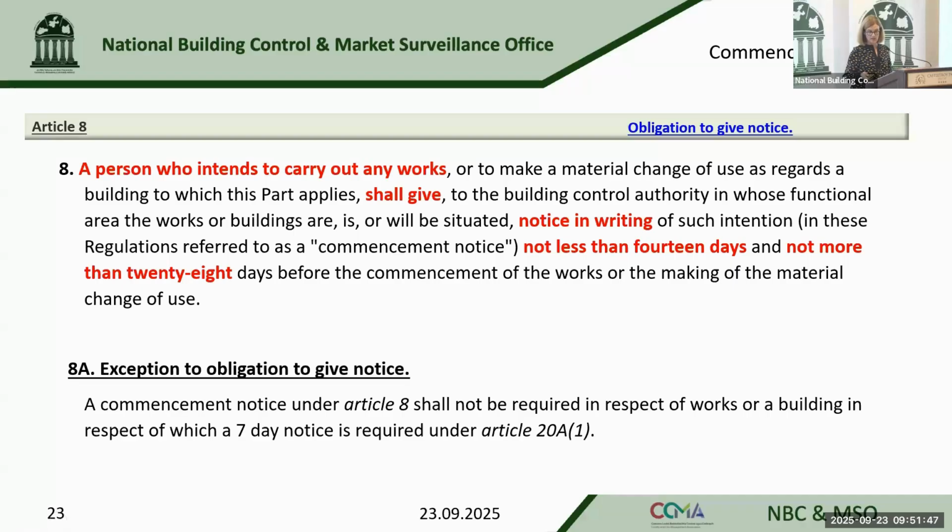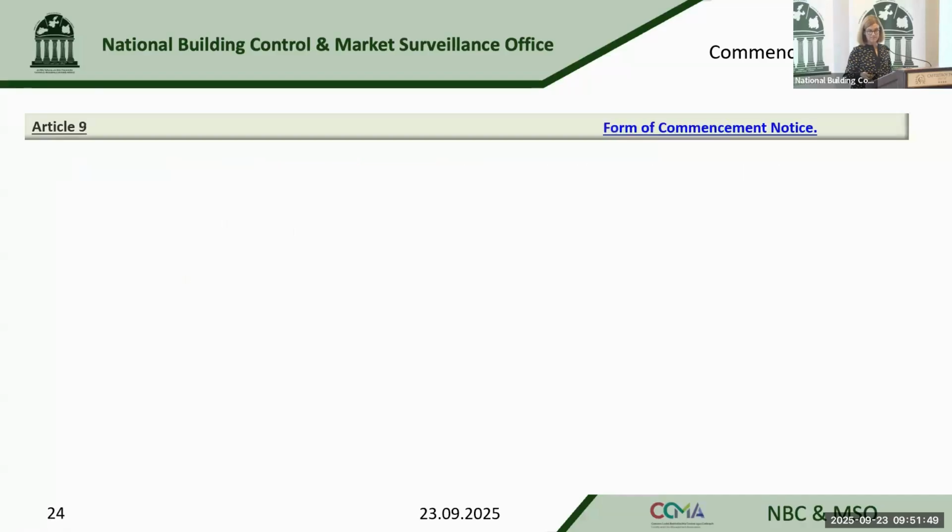So that's the exception in Article 8. Article 9 is the most important because this sets out the form of the commencement notice. And there's a lot in Article 9, and everybody should be familiar with the contents of Article 9. Both owners, their design team, the building control officers, everybody involved should be familiar with this.